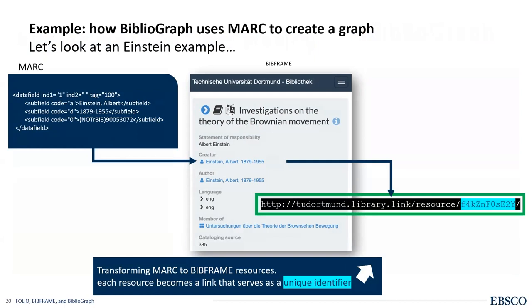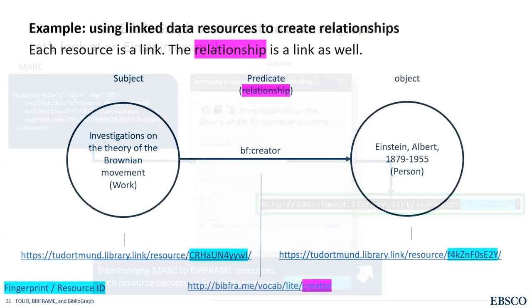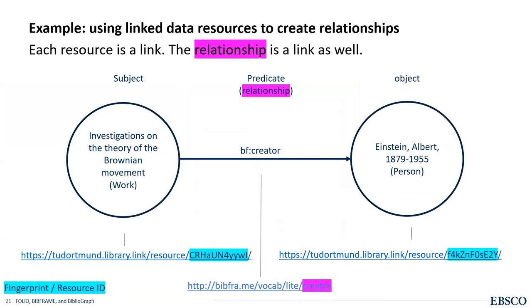We know that this has a unique position within the data graph, and that's the identifier in blue at the end. This positions this creator within the context of the data graph. Once we have that position and unique identifier, we have that not just for the subject, in this case the work, the Brownian movement work, and the object, which is the creator, Albert Einstein, but we've also got a unique identifier for the relationship, the predicate. And we call these BIBFRAME resources.